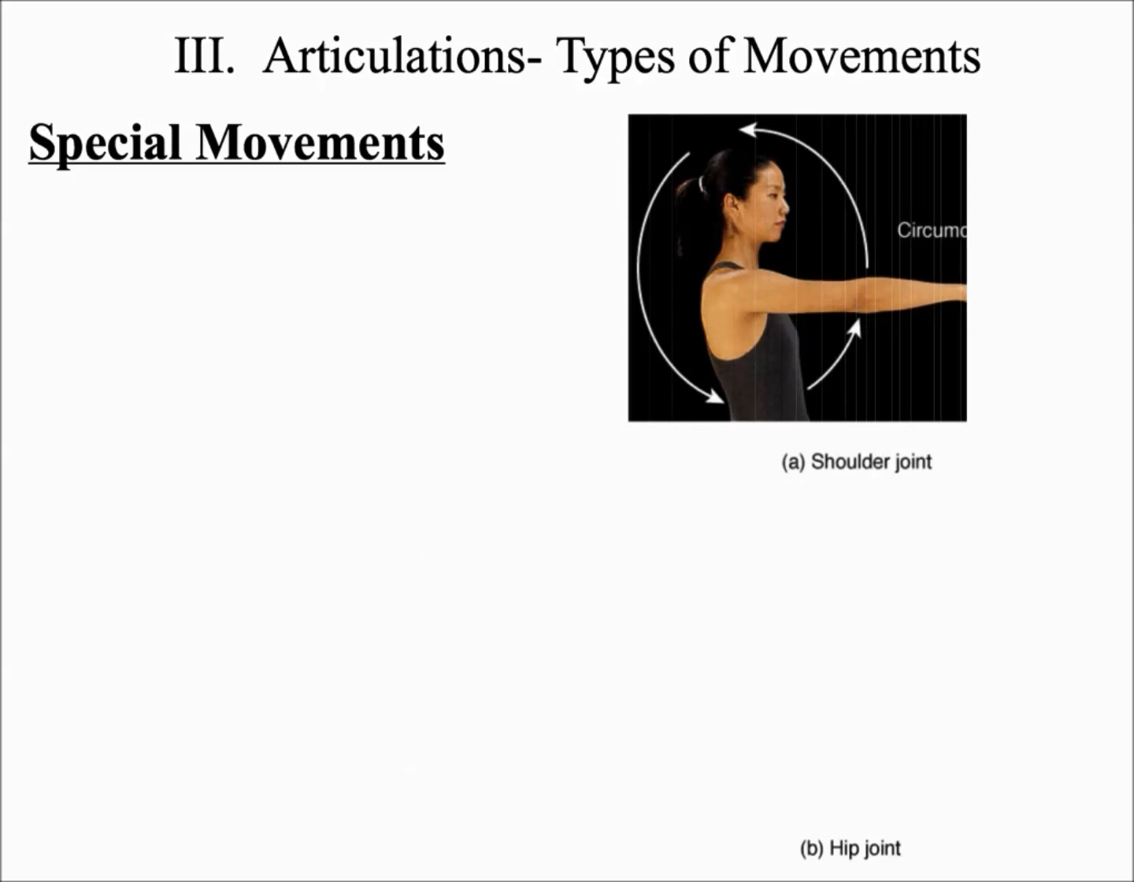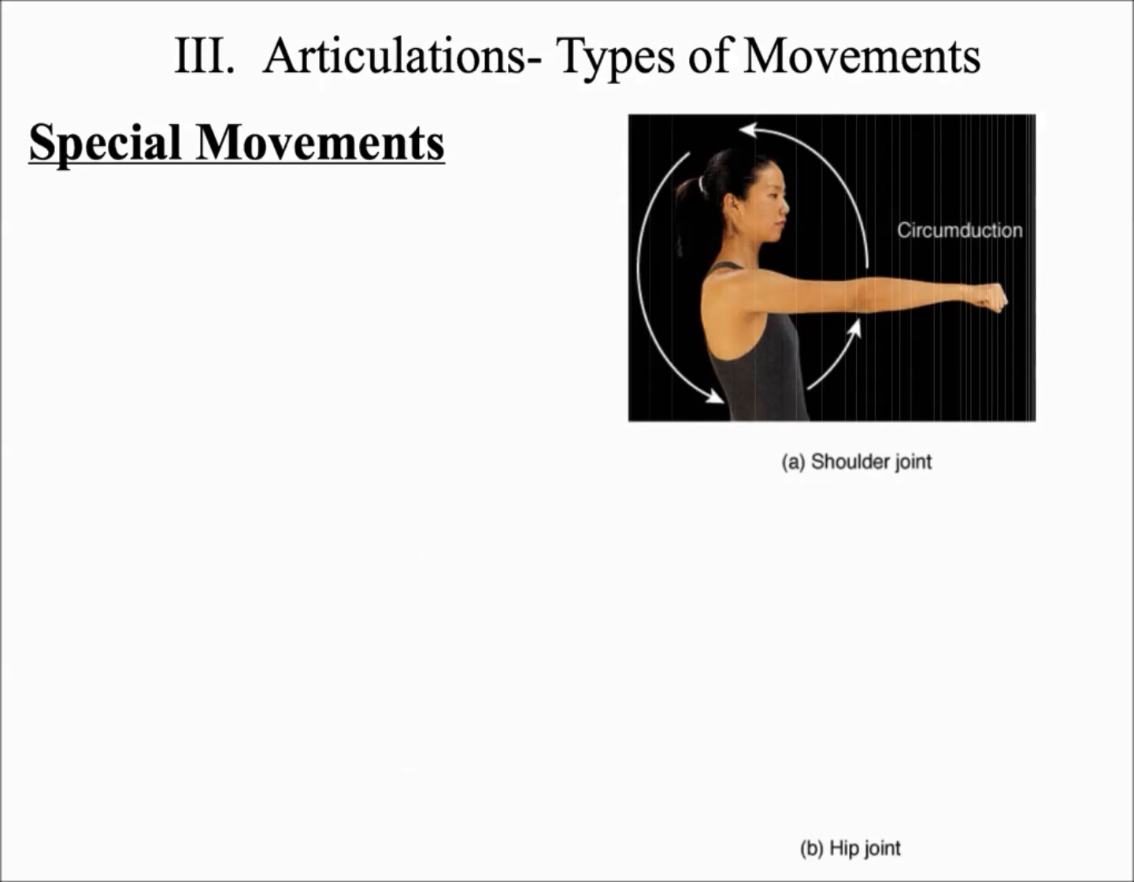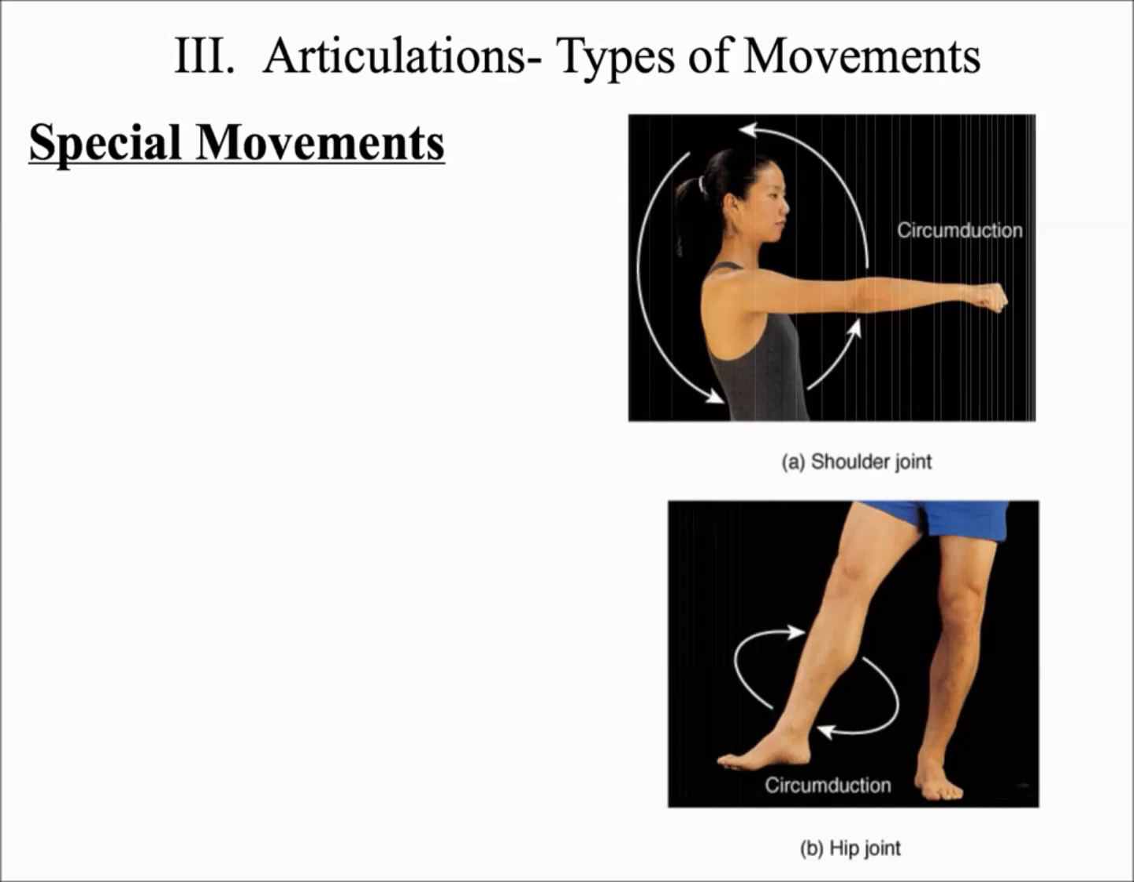And finally, there are special movements that occur in multiple planes. For example, circumduction. Circumduction is a conical movement or a circular movement that occurs in different planes.